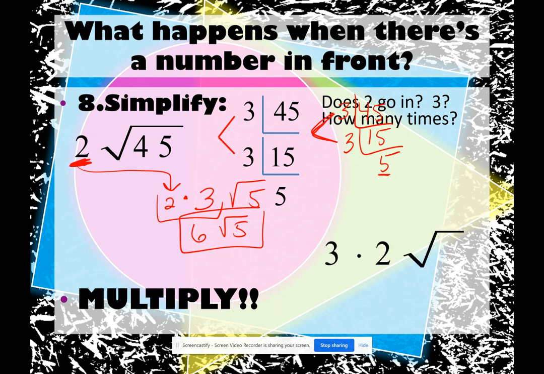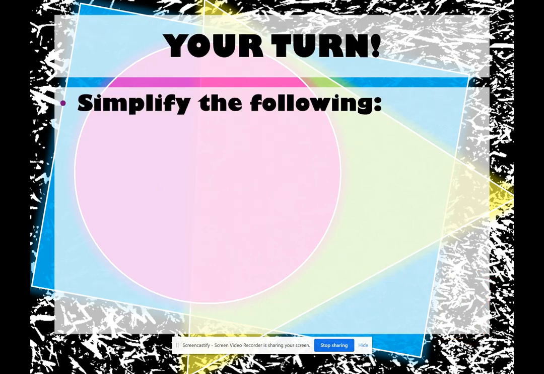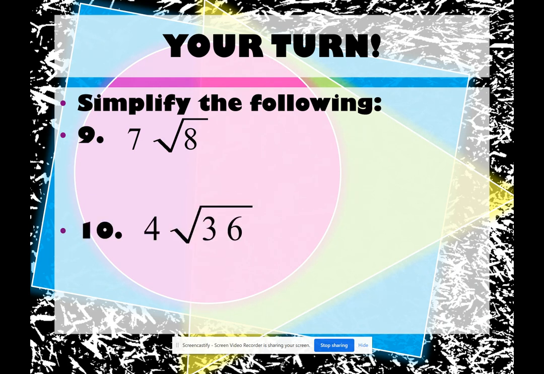All right, so here's some work that I had already typed out. Let's just get through it. And as you can see, I also had 6 root 5 down here. All right, let's do another one. All right, so go ahead, pause me, and I would like for you to try these 2 questions and then come back and we will go over them.